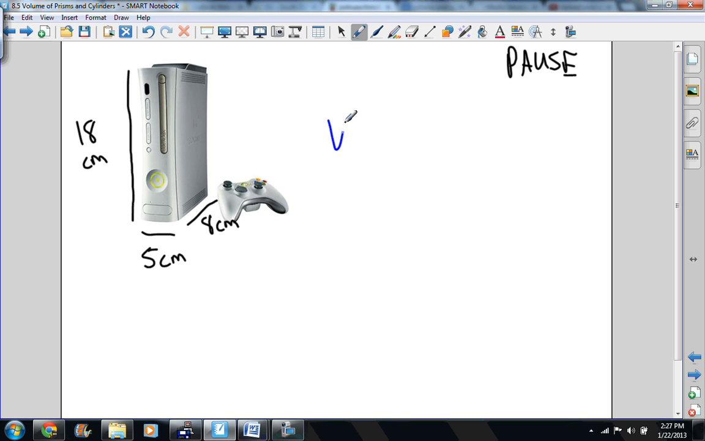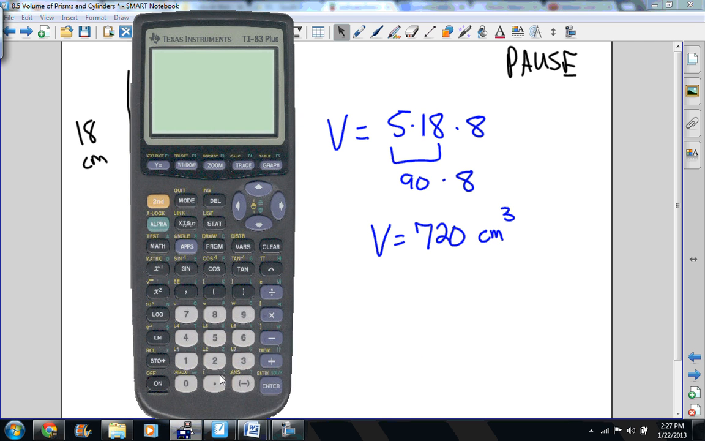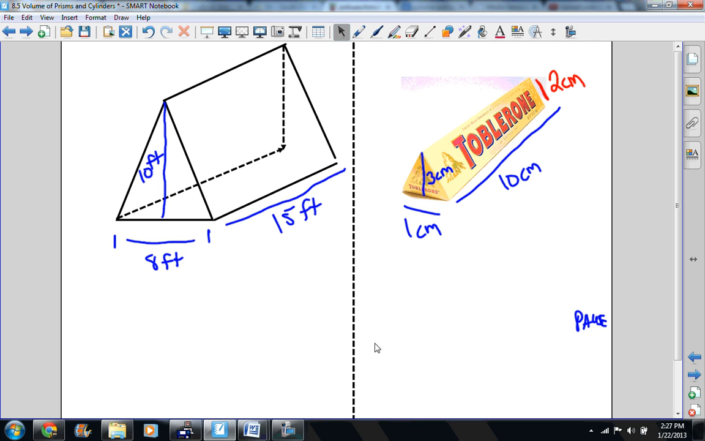Alright, lots of ways you could do this one, but the easiest way would be taking this front face, this 5 times this 18 right here, and that should give us 90. Take that times our depth, which is 8. So 90 times 8 should be 720 centimeters cubed. Let me just make sure that's correct. 1 second. Bingo. All right.